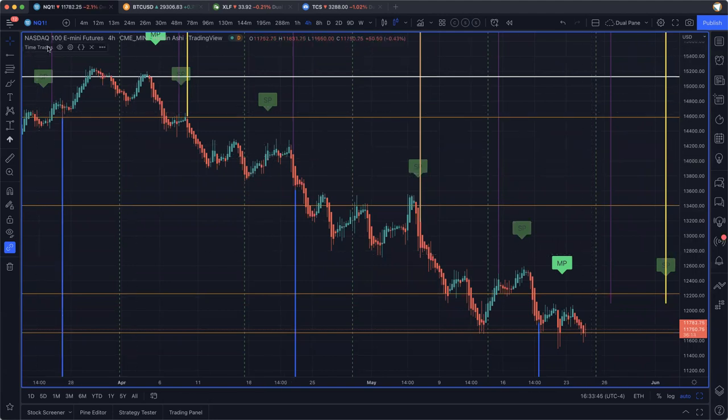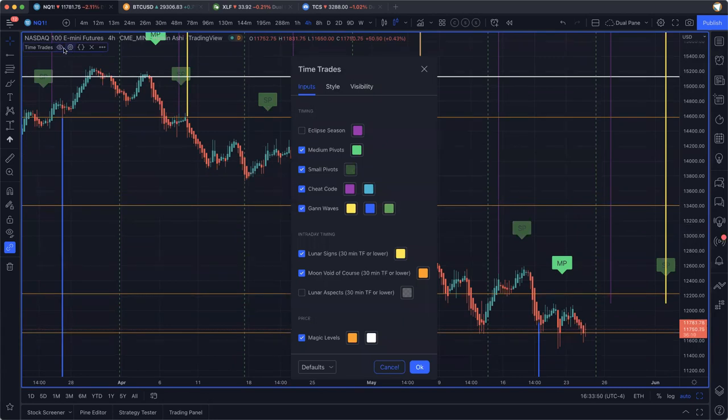Okay, so let's go through the components of the indicator one by one. So I click on the gear icon. I bring up the gear icon simply by mousing over the Time Trades in the top left, and you can see the different inputs here. So let's just turn all of these off so it's less cluttered. And then we're going to go through these one by one, starting with eclipse season.